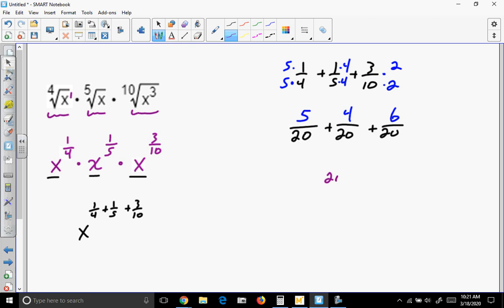Now that we have the same denominators, we just add the numerators. 5 plus 4 is 9. 9 plus 6 is 15. That reduces. 5 goes into 5 3 times. 5 goes into 20 4 times. So this simplifies to x to the 3/4.